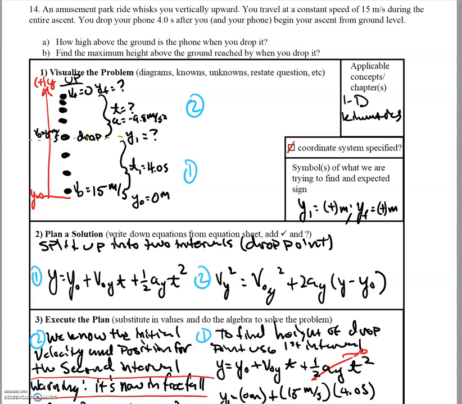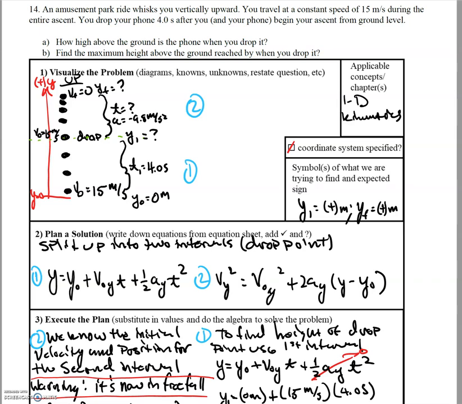And then it slips. It drops out of your hand. You're moving upward still. So the phone is starting with some velocity, whatever you were moving at, that 15 meters per second. And now, as soon as you drop it, it's in free fall. That phone is in free fall.